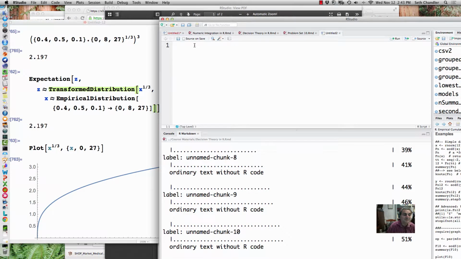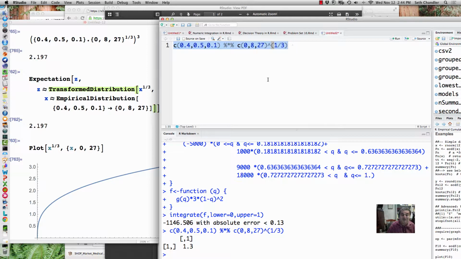So I think we do c(0.4, 0.5, 0.1), and then I think it's the percent star percent. That's what it is. And then c(0, 8, 27). Okay. And then caret or exponentiate that to the 1/3. And I think I need these parentheses, otherwise I have an order of operations problem. And so that should give us 1.3. Well, let's see if that does. And lo and behold, it does.